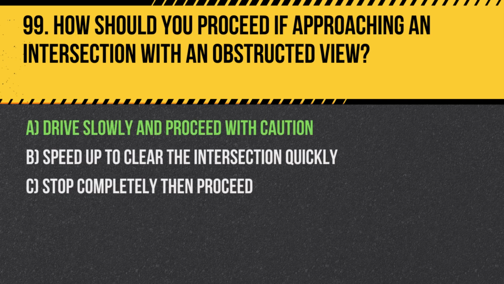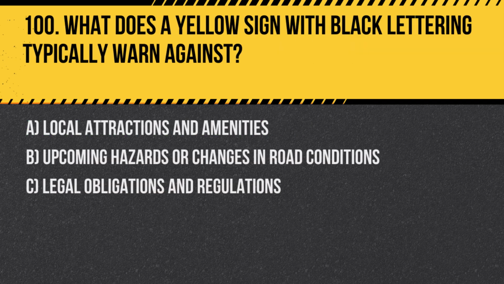Answer: A. Drive slowly and proceed with caution. When your view is obstructed at an intersection, it's important to approach slowly and proceed with extreme caution, prepared to stop if necessary. Question 100. What does a yellow sign with black lettering typically warn against? A. Local attractions and amenities. B. Upcoming hazards or changes in road conditions. C. Legal obligations and regulations.